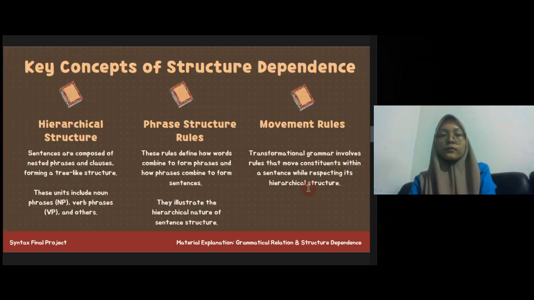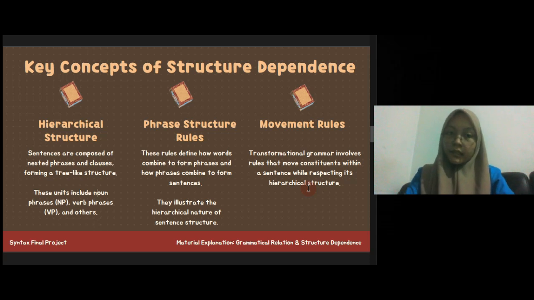And then the next one, there are key concepts of structure dependence. The first one is hierarchical structure. Sentences are composed of nested phrases and clauses, forming a tree-like structure. These units include noun phrases, verb phrases, and others.